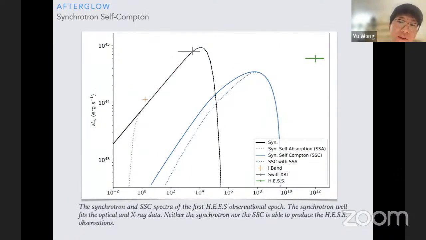And this burst has a very high energy emission. For our previous synchrotron fitting, we cannot produce it. The synchrotron fitting is the black line on the left side. So we also tried to apply the inverse Compton in our model.